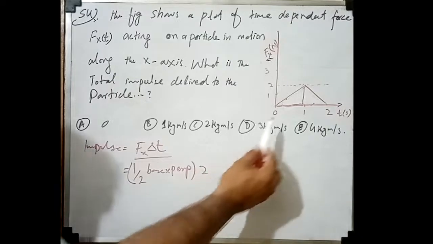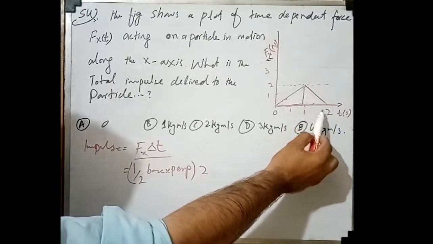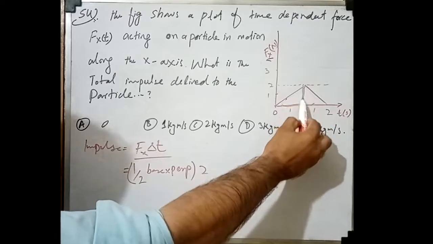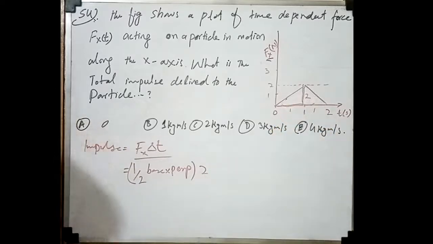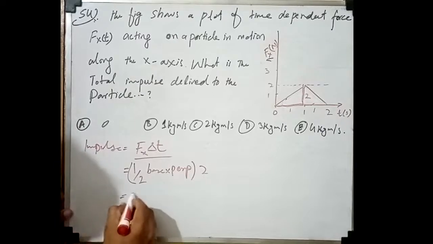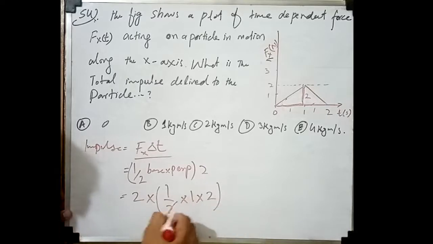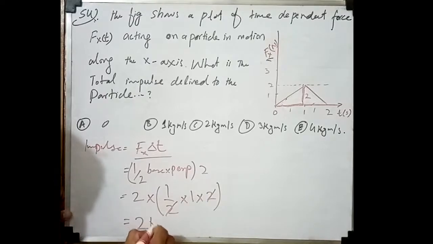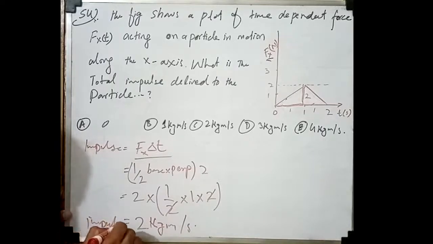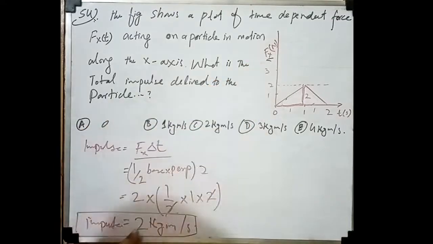The base of these two triangles is 1, and this is also 2 minus 1, 1, and the perpendicular for these two triangles is equal to 2. So this will become 2 multiplied by 1/2 multiplied by 1 multiplied by 2, and the total product will become 2. So this will be 2 kg meter per second. So the impulse delivered to this particle in time t with force Fx will be equal to 2 kg meter per second. So option C is our right option.